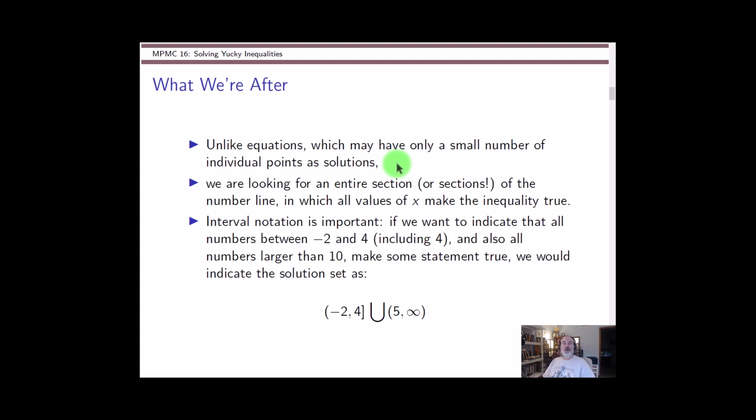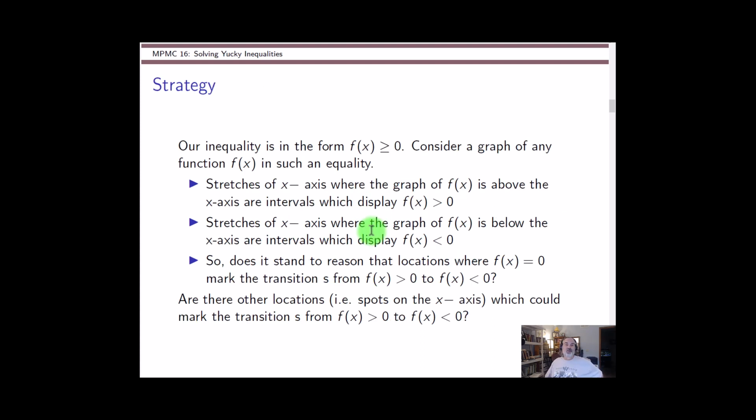Then what's displayed on the screen is the interval -2 to 4 with a square bracket on the 4 to denote that endpoint is included. We have the interval from 5 to infinity, which means everything bigger than 5 that there is, and the big giant union sign joining those two together to make them one set. That's the collection of all numbers that would make that hypothetical problem true. So you kind of need to be good with that sort of notation, and we're not going to stop and break it down here. I'm assuming if you're trying to solve inequalities that you've seen this kind of notation before.